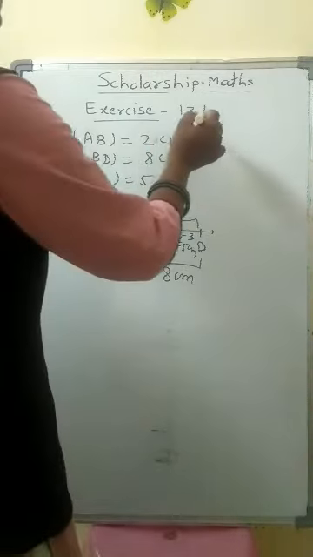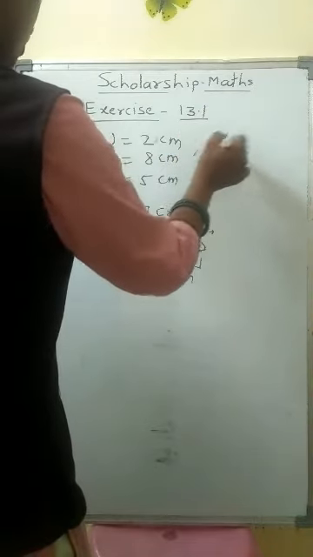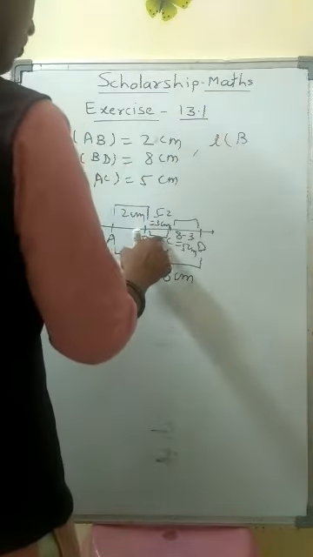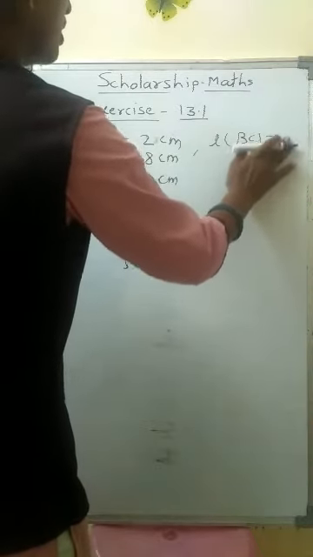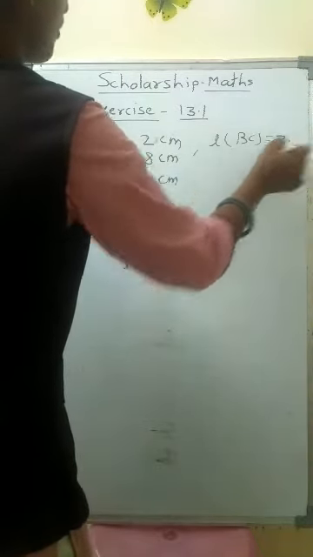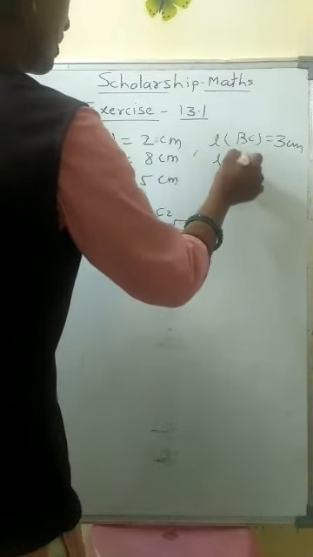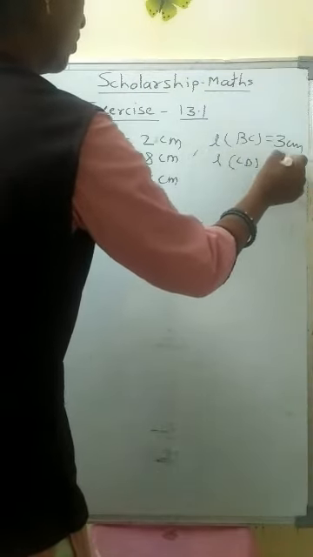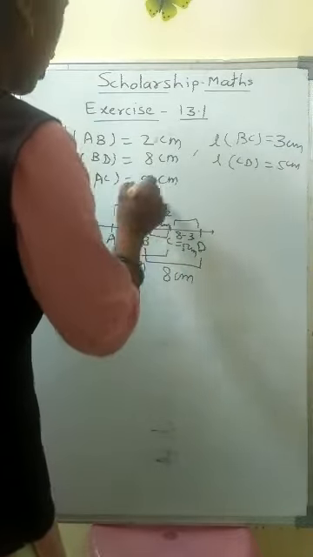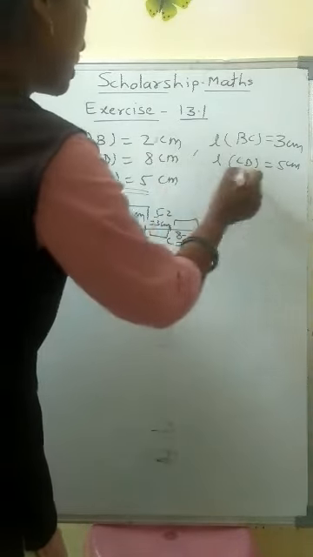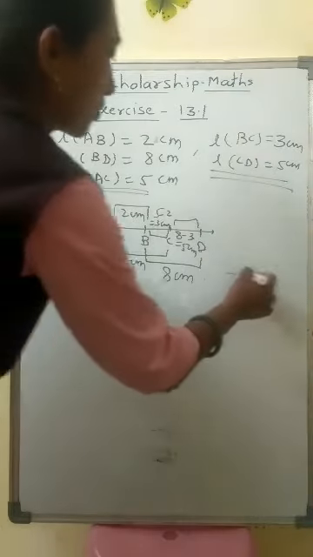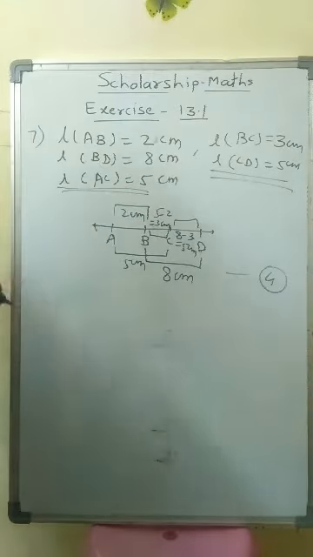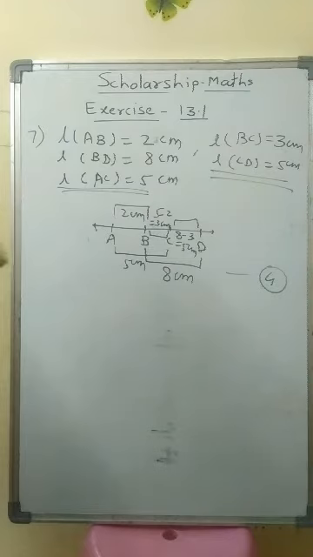So we can write that BC equals 3 centimeters, and length of CD equals 5 centimeters. But look here, the length of AC and the length of CD are the same. It means the fourth option is your answer. You can see it in your textbook also.